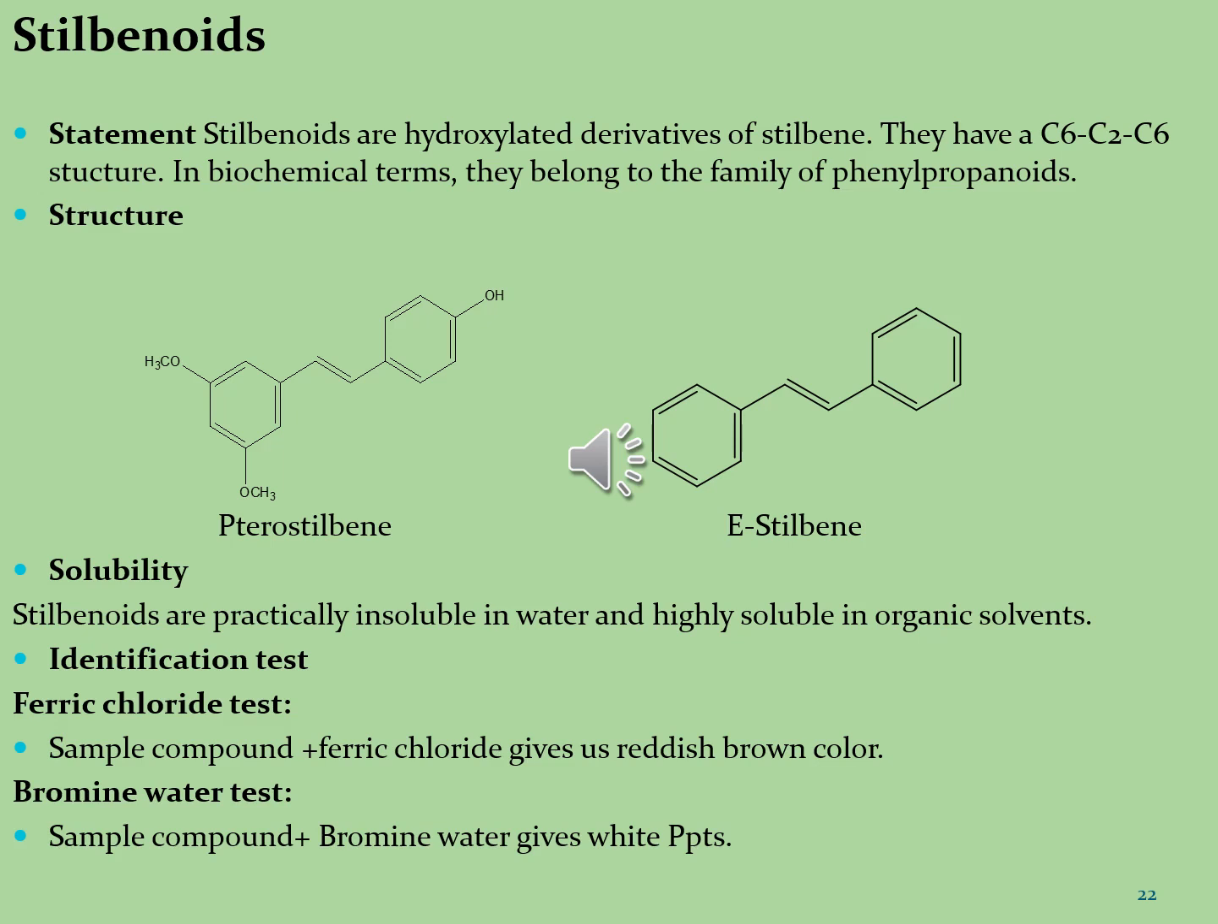The second test is the bromine water test. In this test, we take a sample and add bromine water, which gives a white precipitate, indicating the presence of stilbenoids.